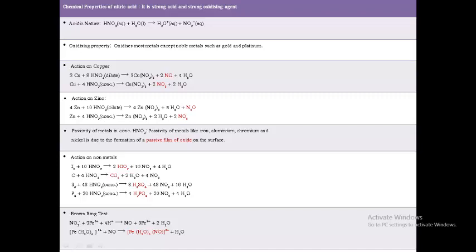Next is the brown ring test. This is a very important reaction. In this case, nitrate is made to react with the ferrous salt in the presence of the acid. The reaction results in the formation of nitric oxide, ferric ion and water molecule. So this mixture can further produce a complex ion, that is pentaaqua nitroso iron complex ion.